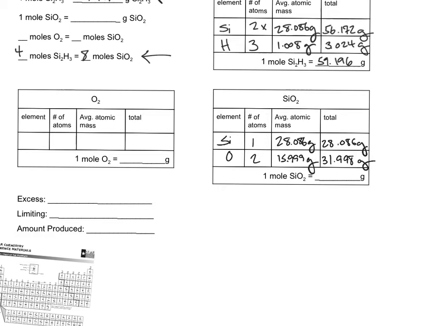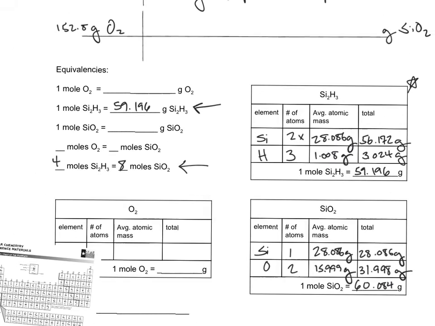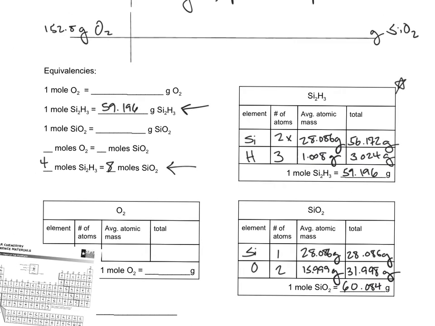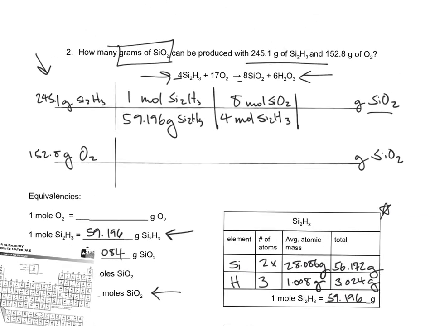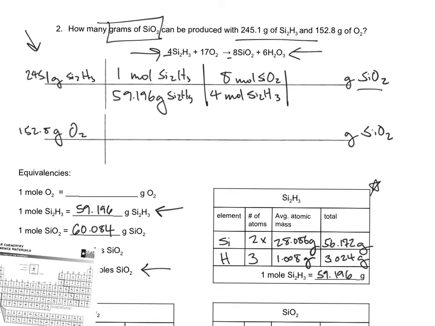Add them up, and we're going to get, what's that, 60.084 grams per mole for SiO2. And that is going to become a conversion factor up here. 1 mole of SiO2 equals 60.084 grams of SiO2, which gets used in this conversion up here at the top.